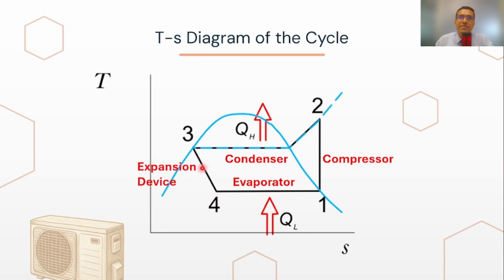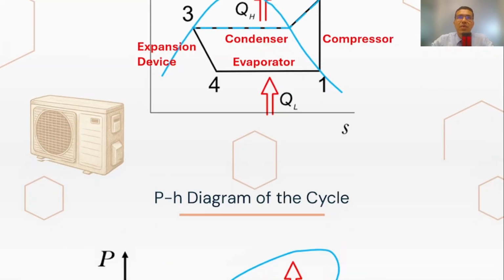From 3 to 4, it flows through the expansion device, where the pressure drops sharply through a throttling process, which is isenthalpic. That means that enthalpy remains constant, but entropy increases. From 4 to 1, the refrigerant absorbs heat in the evaporator, evaporating at low pressure and temperature. The area enclosed in the TS diagram helps us understand the energy transfers and phase changes involved in the cycle.